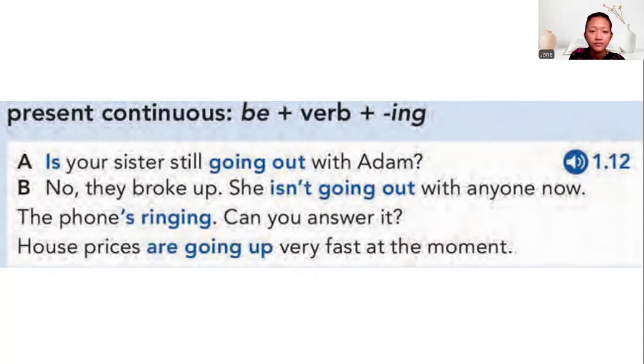1.12. Is your sister still going out with Adam? No, they broke up. She isn't going out with anyone now. The phone's ringing. Can you answer it? House prices are going up very fast at the moment.